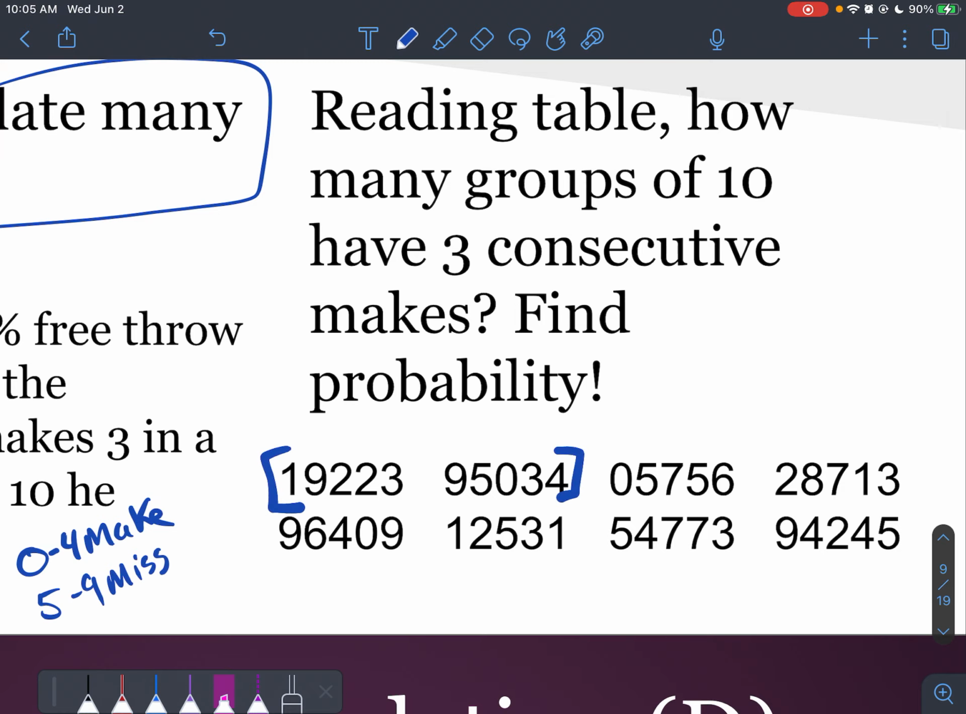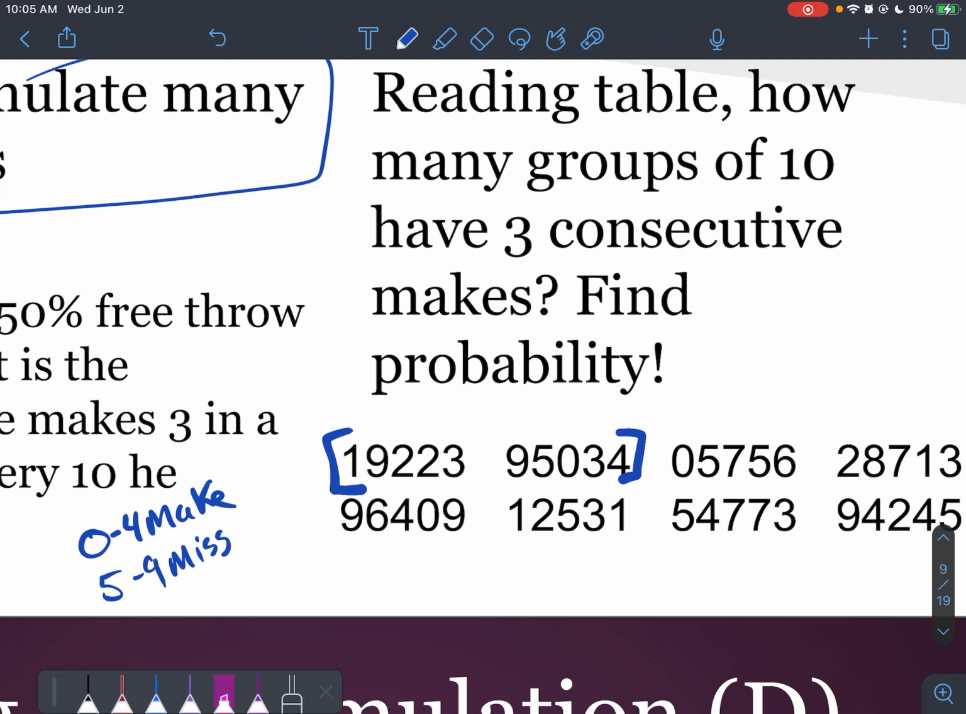Let's look at the first one. Remember, a make is a 0 through 4. So we've got a make, a miss, a make, a make, a make, and it doesn't really matter what else happens. We're going to color this one green because this is a success.